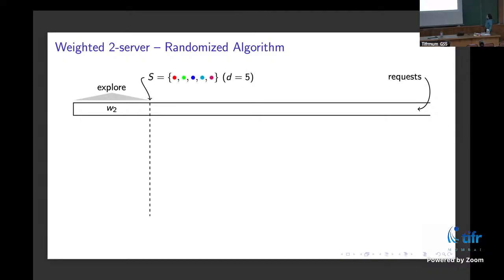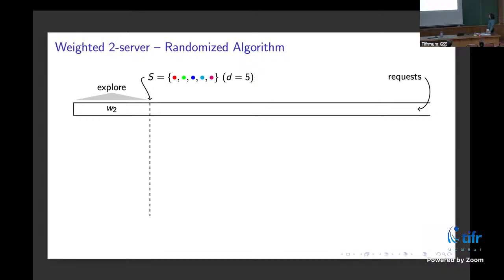Next step is also the same. We just pick the top D, the D most costly requests in the explore part. Here I have taken D equal to 5 just to make my point clear. So the top D requests in this case turn out to be red, green, blue, cyan, and magenta. And now things start to change. Let's first see how we define the phase, and then we'll see how the algorithm works. So how do we define the phase?